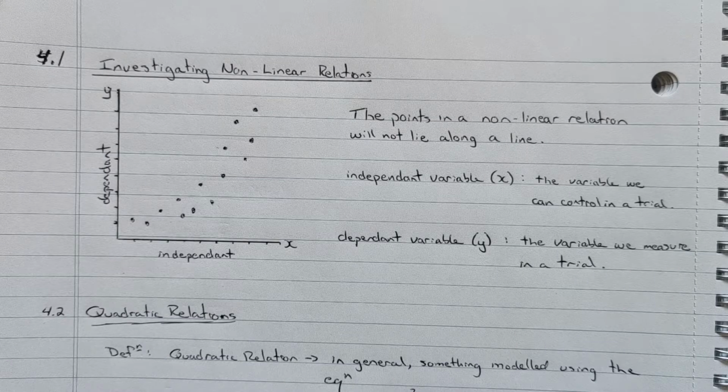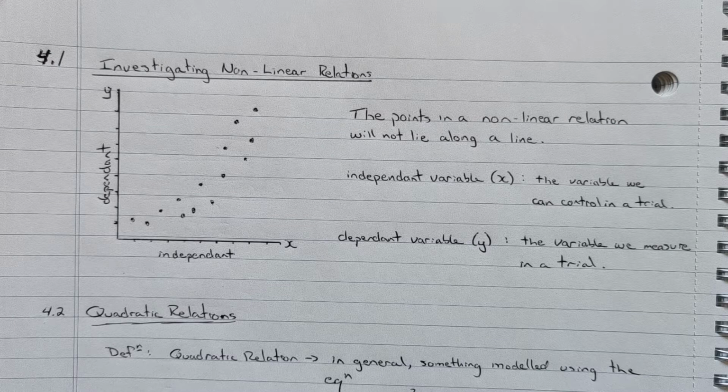So this first bit, we're going to focus on looking at nonlinear relations, and that's what we're looking at specifically as parabolas. But we're going to quickly go through 4.1 and then spend a little more time on 4.2. We're actually going to look at that in two parts. The first part's just going to be some definitions, and then we'll get into actually some of the application stuff. So really quick, investigating nonlinear relations, the idea here is that nonlinear relations don't lie on a line.